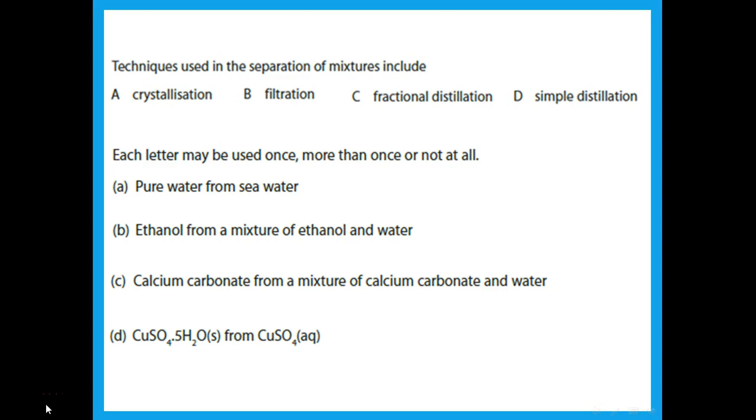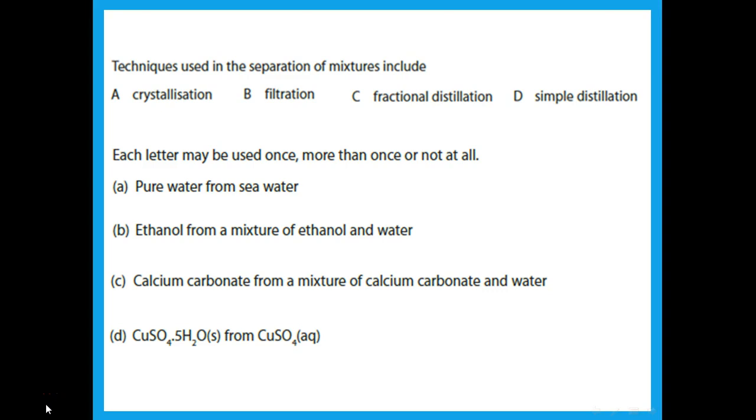Okay. Techniques used in separation of mixtures include crystallization, filtration, fractional distillation, simple distillation. Now, each letter may be used once, more than once, or not at all. So please remember that once you've used one of them, that doesn't mean that it cannot be used again. It could be used again. Okay, the first one, he's asking how to separate pure water from seawater.